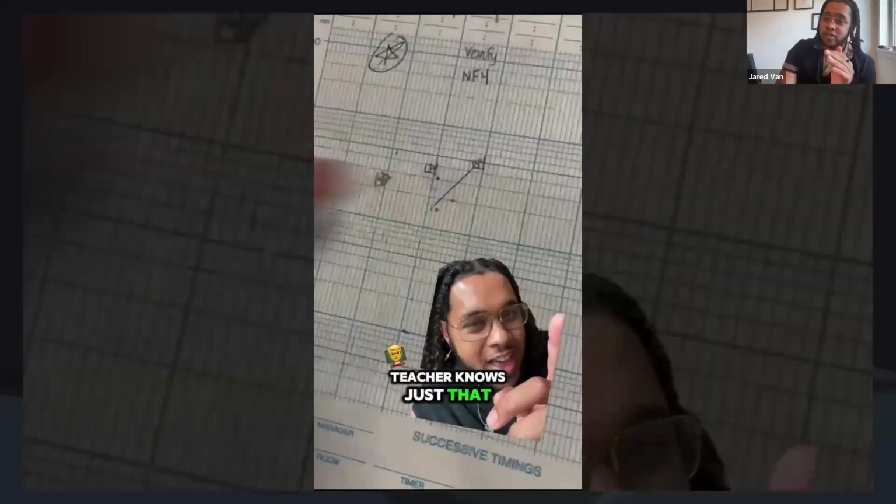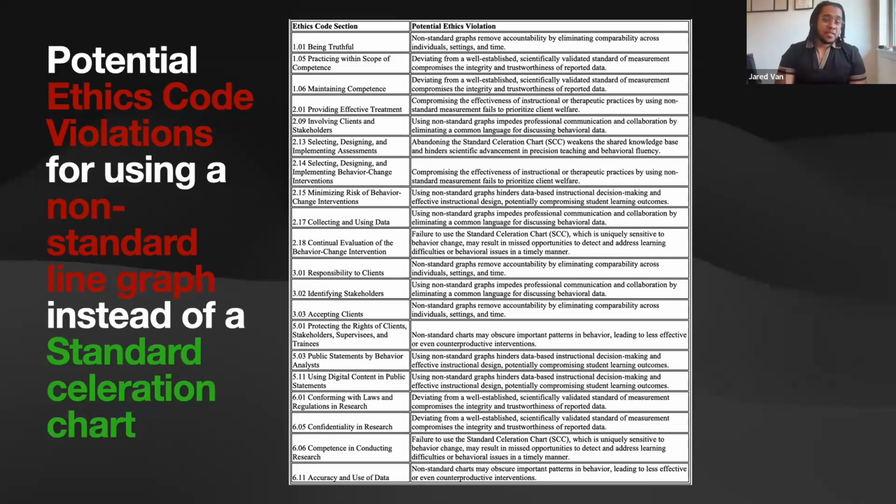So, maybe that all doesn't convince you. Well, here is this. I made this table showing the ethics code sections on the left and the potential ethics codes violations on the right. I was able to identify 20 potential ethics codes violations for using non-standard line graphs instead of a standard acceleration chart, according to the BACB's own guidelines.